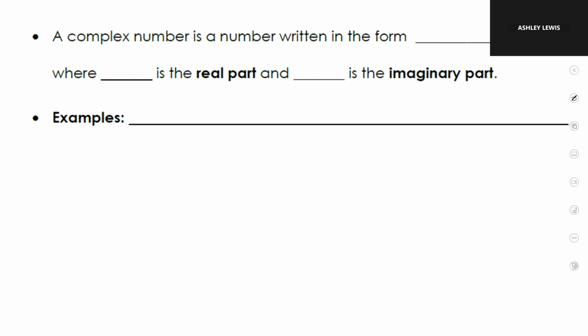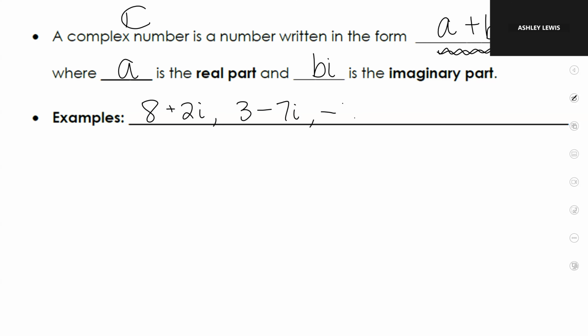A complex number, we represent complex numbers with a capital C with a little bar. A complex number is a number written in the form a plus bi, where a is the real part and bi is the imaginary part. This is the form of a complex number. So some examples are 8 plus 2i, 3 minus 7i, negative 10 minus i.